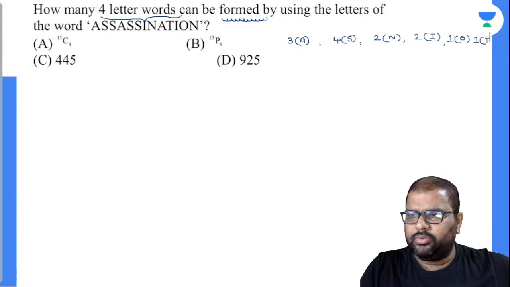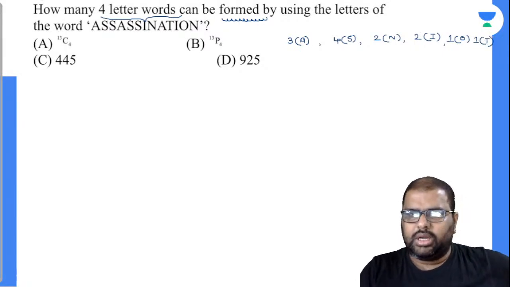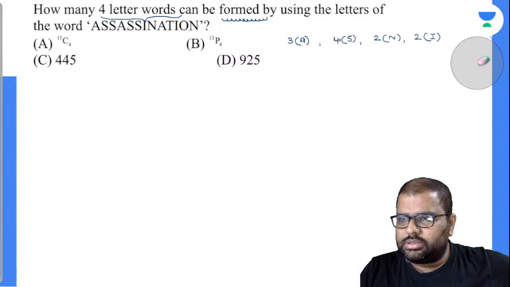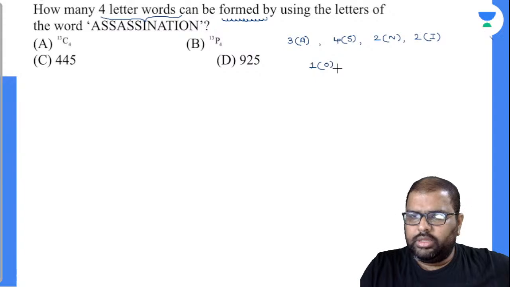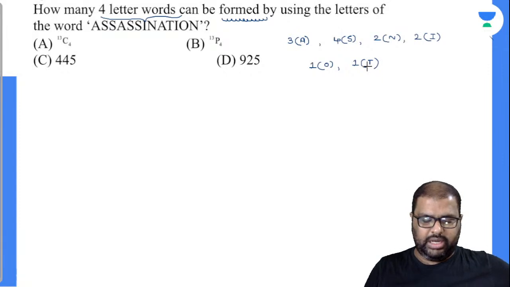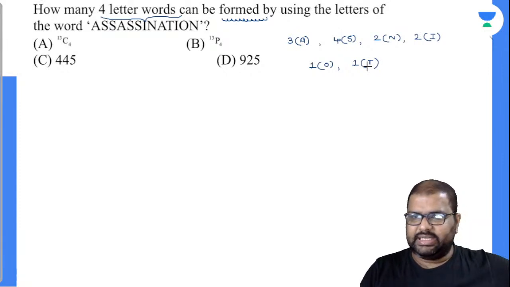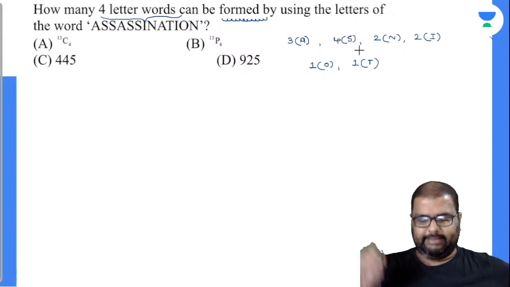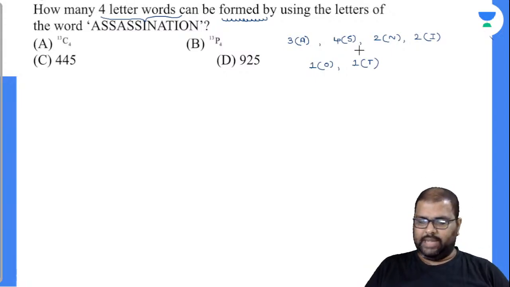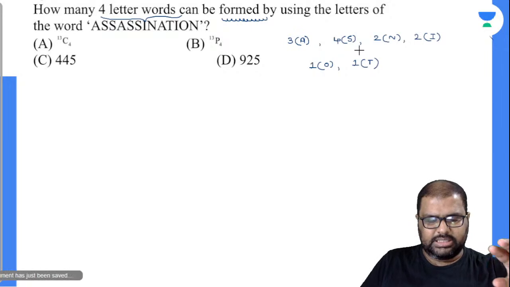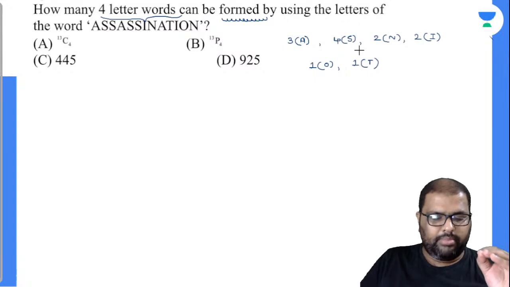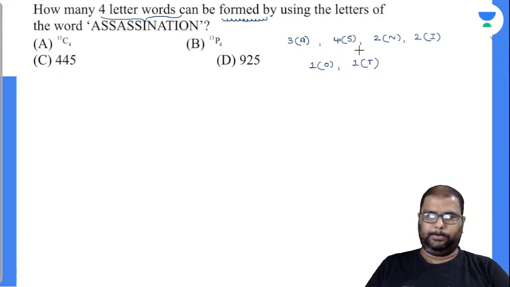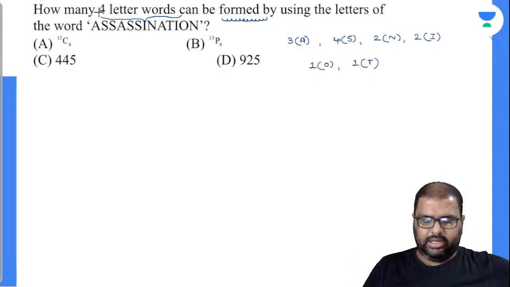Am I right or wrong? I'll write it down like this. There is 1 O, there is 1 T. Totally, how many different types of alphabets do you have? You have 6 different sets, right? 1, 2, 3, 4, 5, 6. 6 different sets. Totally 13 alphabets. These 13 alphabets are kept in boxes, same alphabets in one box. How many boxes do you have? 6 boxes. Now you have to frame 4-letter words there.